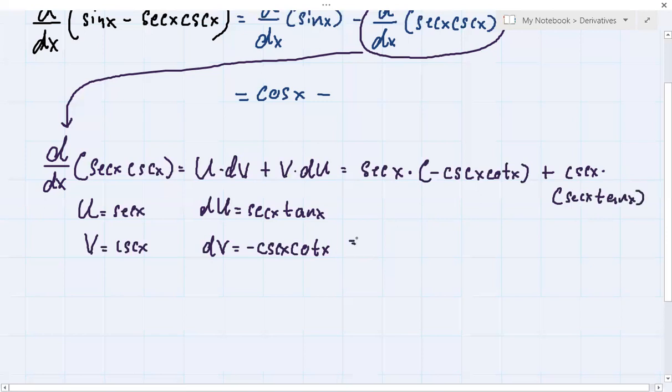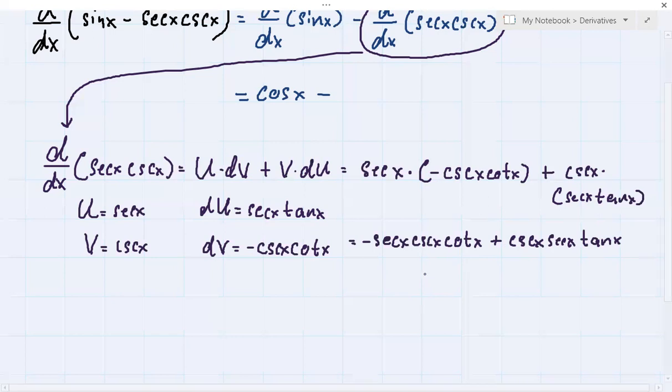Now, let's see. Let's multiply these two. Sorry, wrong. Let's multiply these two, so we will have negative secant x times cosecant x times cotangent x. Alright? Next, the second term: plus cosecant x times secant x times tangent x. There you go.